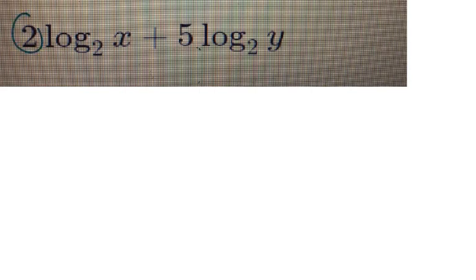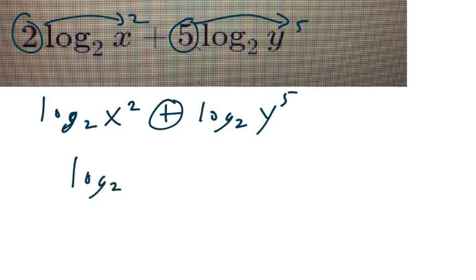Okay, times becomes a power. Times becomes a power. So this is what we have. Log base 2 of x squared plus log base 2 of y to the 5. The plus here becomes a times. So log base 2 of x squared times y to the 5.